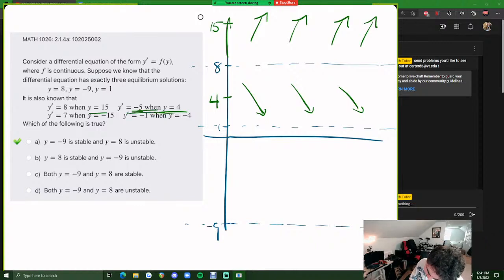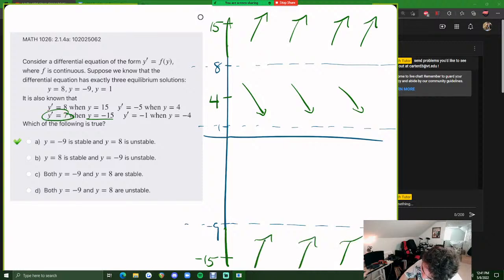All right, so now for y equals -15, of course that's way down here. I'll just put it there though. We know that y prime is 7, so positive slopes all through here. And then when y equals -4, which is in between here, we know y prime is negative.